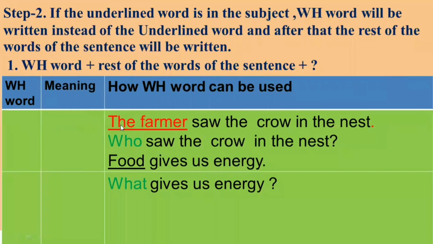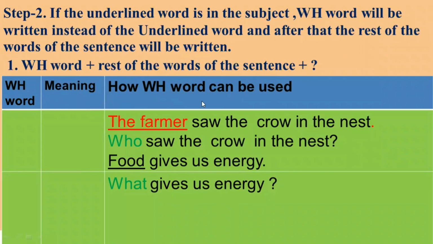Then, next step, step 2. If the underlined word is in the subject, the WH word will be written instead of the underlined word. And after that, the rest of the words of the sentence will be written. Here you can see the structure: WH word plus rest of the words of the sentence plus interrogative question mark. So here you can see WH words, their meanings, and how WH words can be used.